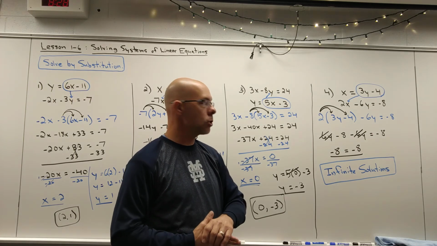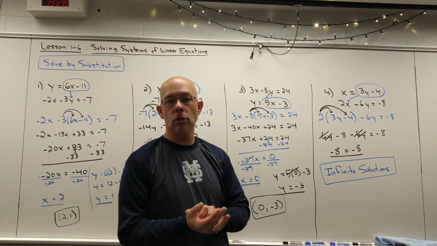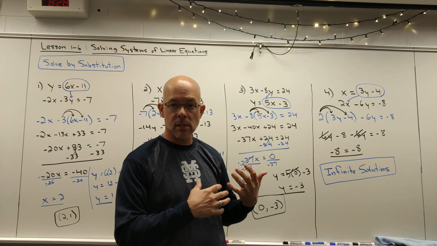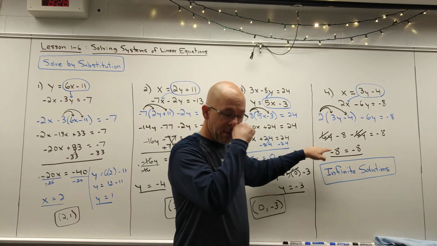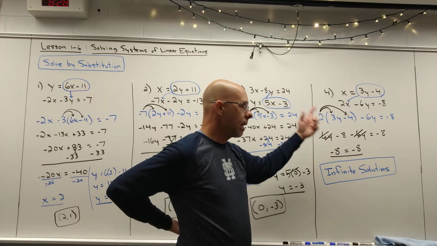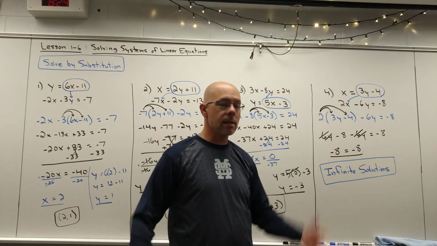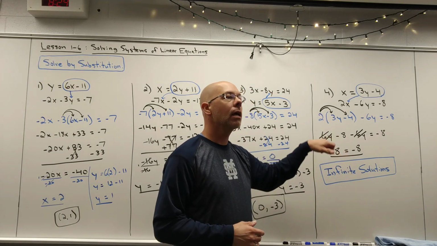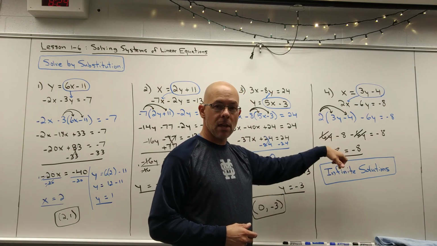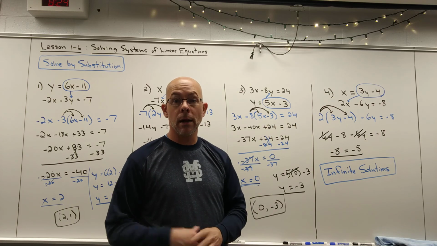Folks, I'm not doing an additional example to show you a no solution. We already did a no solution in the previous example. To be no solution, this statement would have to be false. Like negative 8 equals 4. Well, that's not true. Then it'd be no solution. If it's a true statement, infinite solutions. False statement, no solution. All right?